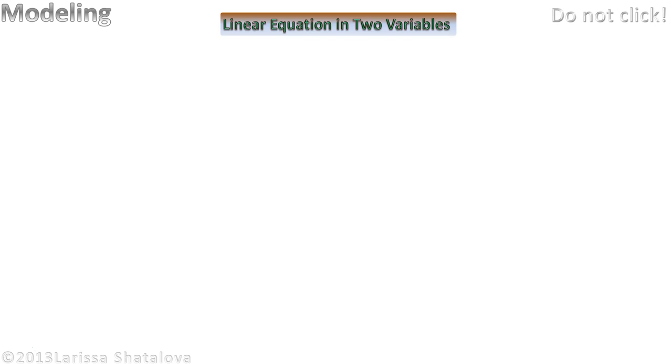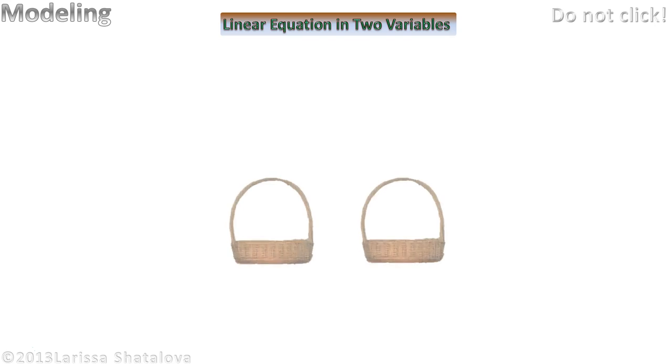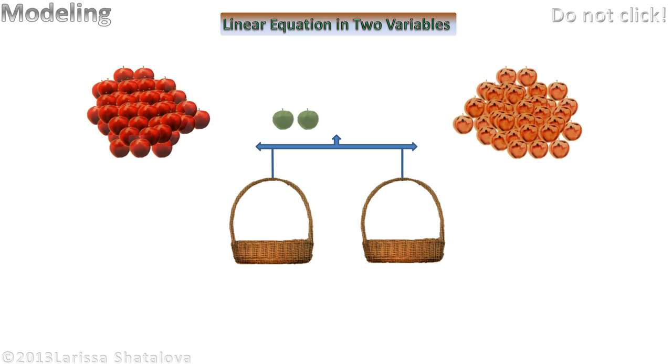Modeling for another linear equation in two variables. Again, our two baskets, and this time we have red apples, green apples, and golden apples. Now we have 3 apples in the left basket and 3 apples in the right basket. But in the left basket we have 1 red and 2 green.